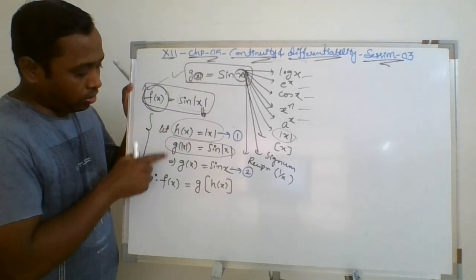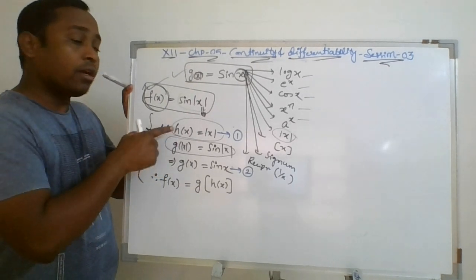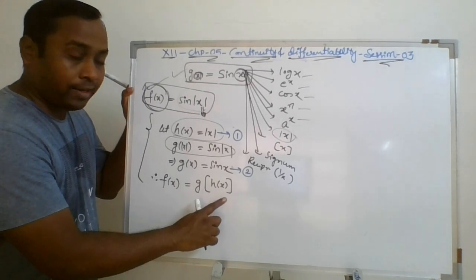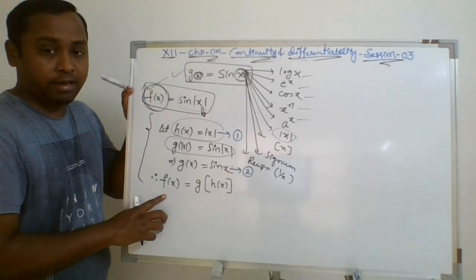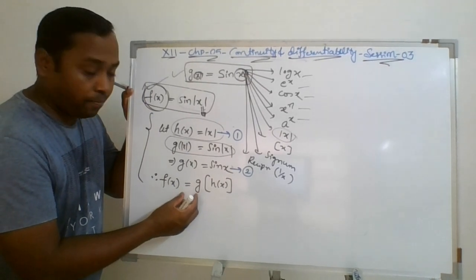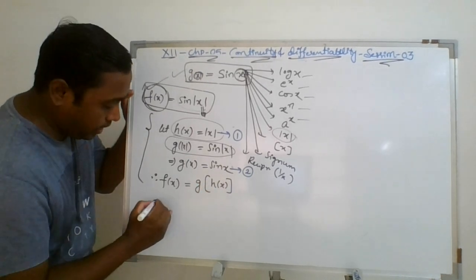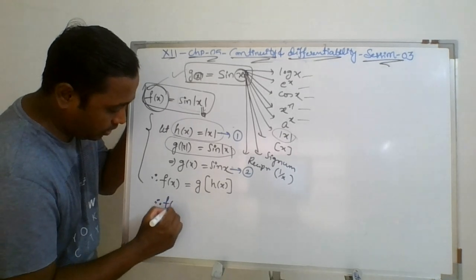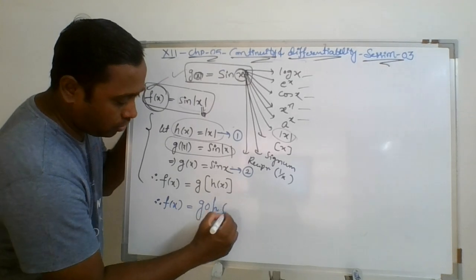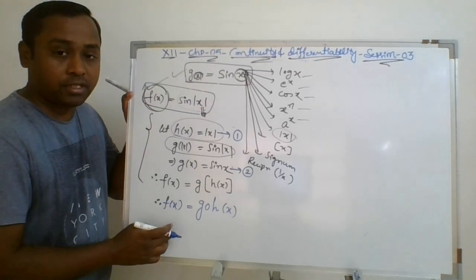Then the combination, meaning composition, of these two functions is g of h of x, g के अंदर h है. So g of h of x now becomes what? f of x. So f of x is the composition of g and h, one after the other. It is also written as g circle h of x. When you open this, you will get the previous step.